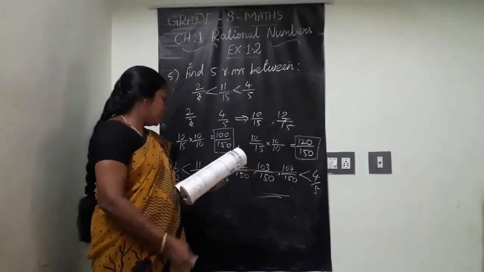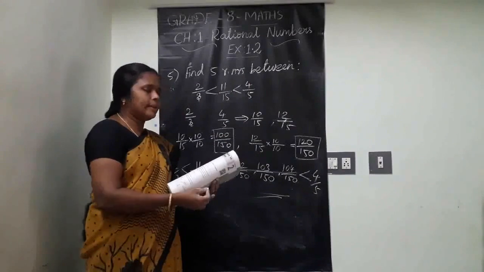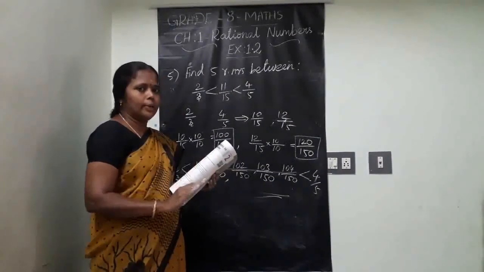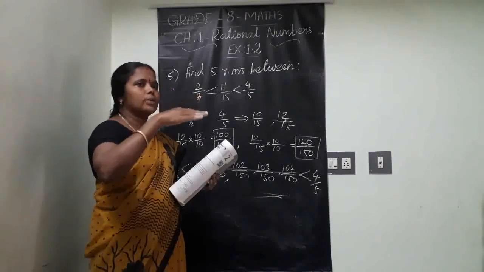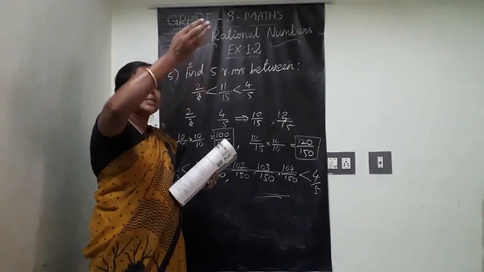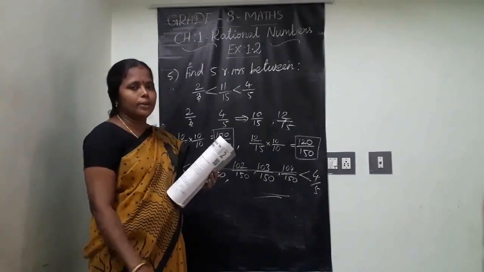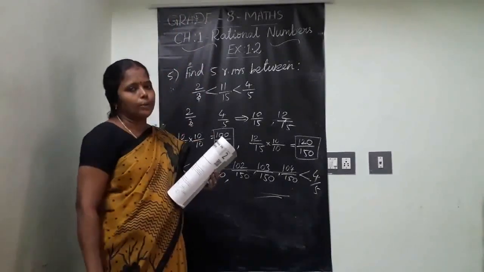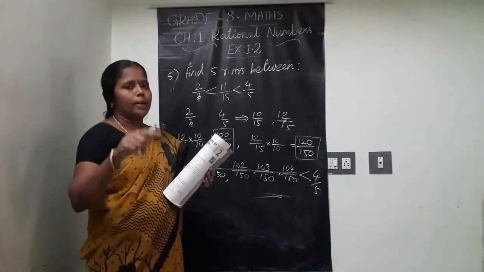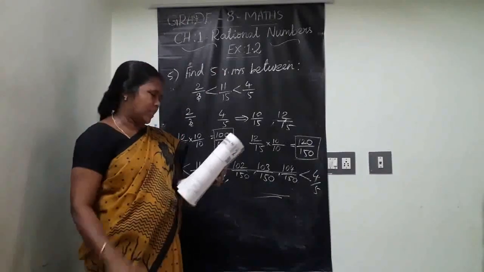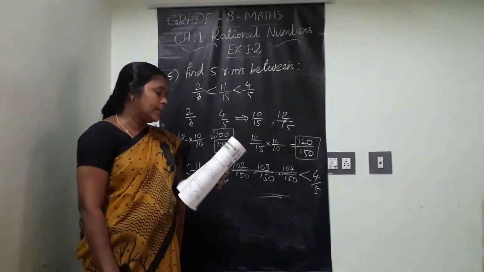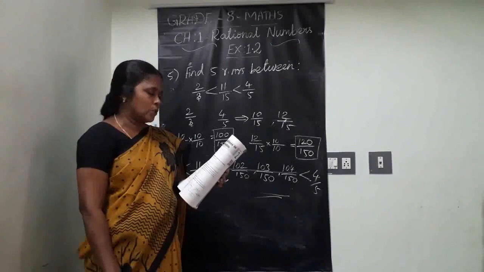What are they asking? Write 5 rational numbers greater than minus 2. Minus 2 is a negative number. Greater than means how can we go? Minus 1, 0, plus 1, plus 2, plus 3, like that you can go. Rational-wise you have to write. That's all. Minus 1 by 1, 0 by 1, 1 by 1, like that. Anyhow, you can select as you wish. Write 5 rational numbers greater than minus 2.